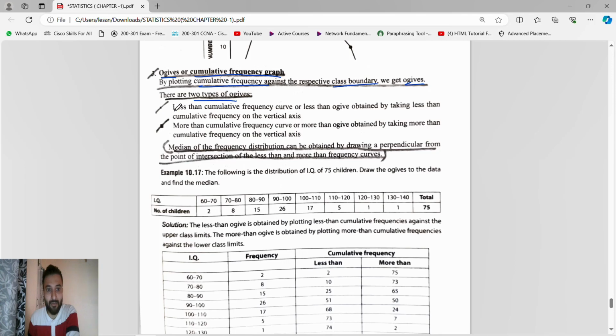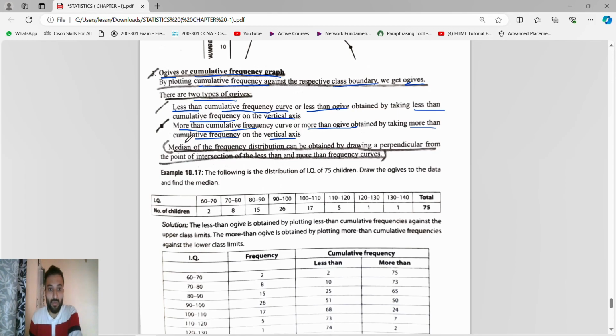So they will ask: the less than cumulative frequency curve, or less than ogive, is obtained by taking the less than cumulative frequency on the vertical axis. Very important. More than cumulative frequency, more than ogive, is obtained by taking the more than cumulative frequency on the vertical axis. So if you want to take less, it is all less; for more, all will be more.